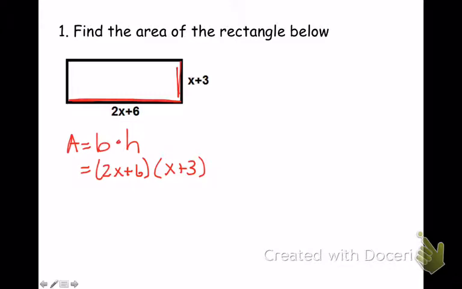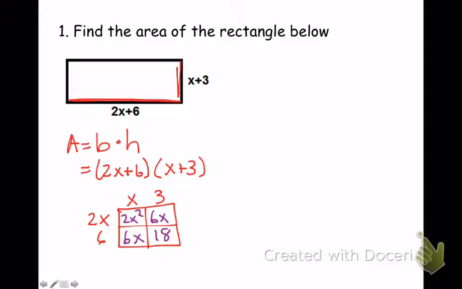Again, it's not as easy as 5 times 3, but we can still do it. So we're going to do the multiplication. We use our box. 2x plus 6 and x plus 3. And we're going to go ahead and do all the multiplication. So we get 2x squared, 6x, and 18.